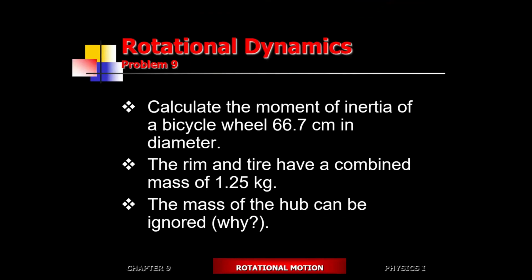Okay. Problem number 9. Let's do simple calculations so I know you guys can actually handle this. Calculate the moment of inertia of a bicycle wheel. We know the diameter of the wheel, but I'm just going to use this as a radius. The rim and the tire have a combined mass. So we know the mass, we know the radius. It says diameter, but I think I'm going to use that as a radius.